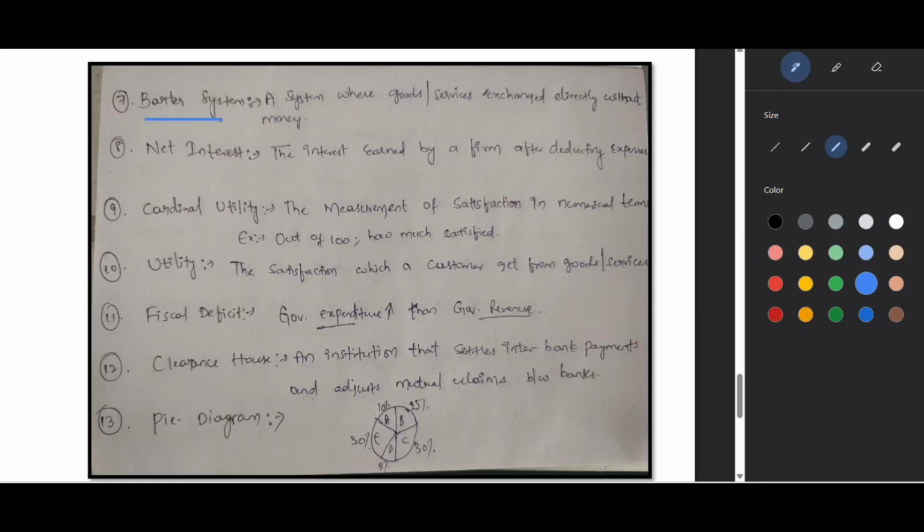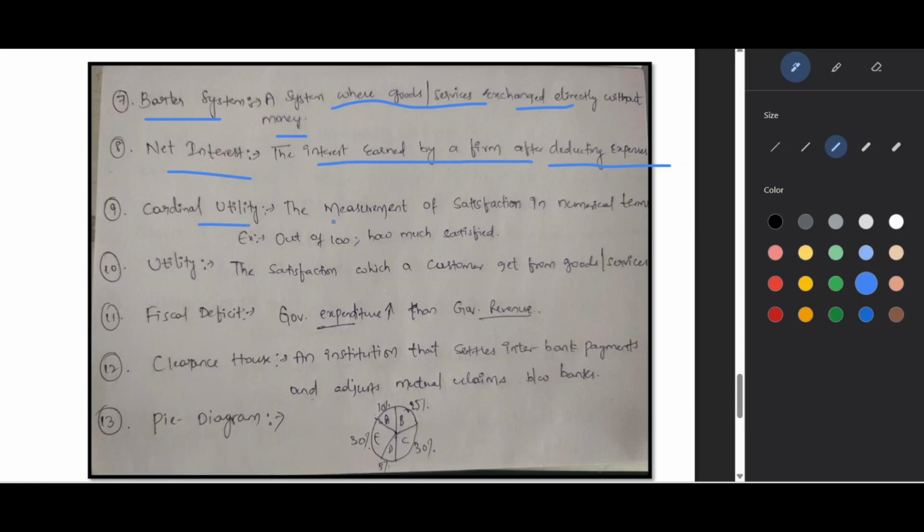Next question is barter system. Barter system means a system where goods or services are exchanged directly without use of money. For example, person A has rice and person B has wheat. Person A needs wheat and person B needs rice. So what do they do? They exchange with each other. That type of system is called barter system, where there is no involvement of money. Next, net interest. Net interest means the interest earned by a firm after deducting all the expenses. That type of interest is called net interest.